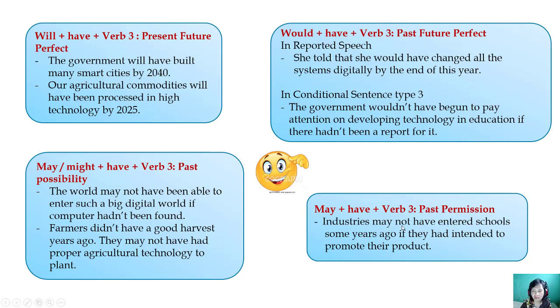Industries may not have entered schools some years ago if they had intended to promote their product. So it is in conditional sentence type 3, so it is contrary to the past fact.